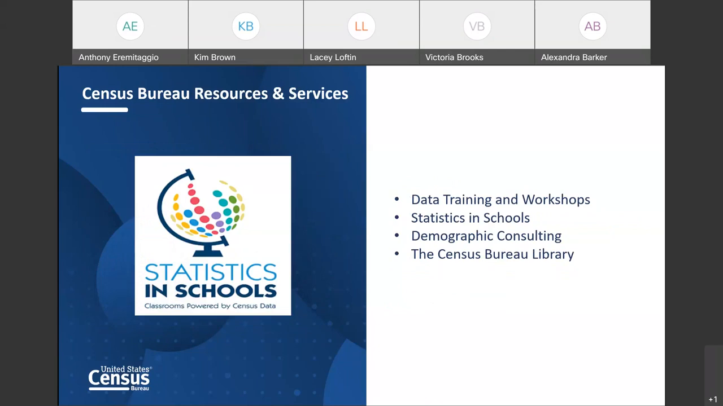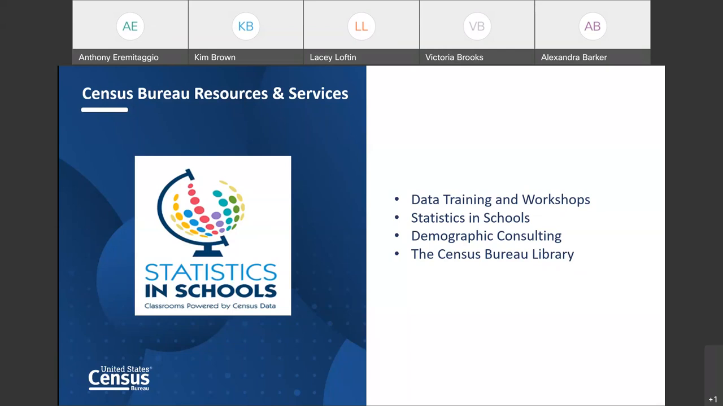Census Bureau resources and services. We have data training and workshops. We have statistics in schools. We have demographic consulting, and we have the Census Bureau Library. Our library has U.S. Census information going back to 1790. It's the largest collection of census publications around the world.